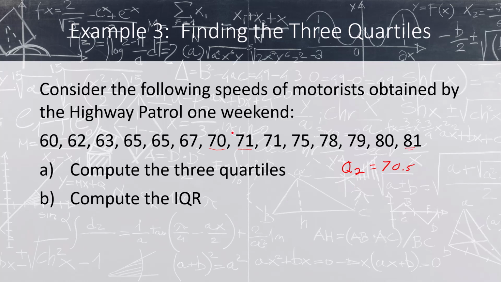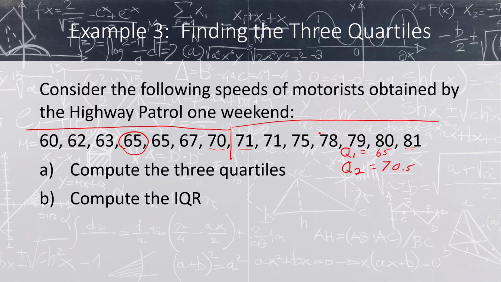Now that we've done that, we can divide this into an upper half and into a lower half. So we can look at the lower half and figure out what Q1 is. Q1 is going to be the median of the lower half. Here we have 1, 2, 3, 4, 5, 6, 7 data values. This right here is the data value in the middle. So Q1 is going to be equal to 65.